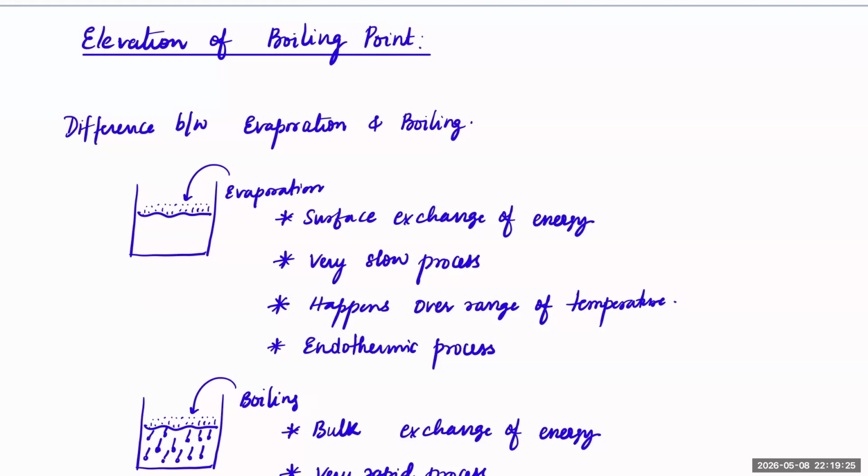Before we go further into detailing of what is elevation in the boiling point, let us quickly try to understand the difference between these two terms. What is evaporation and boiling? See, evaporation only happens when on the surface particles there is an exchange of energy. It's a very slow process. It happens over a range of temperatures. It is an endothermic process where energy is absorbed on the surface and it helps the particles move away from the liquid.